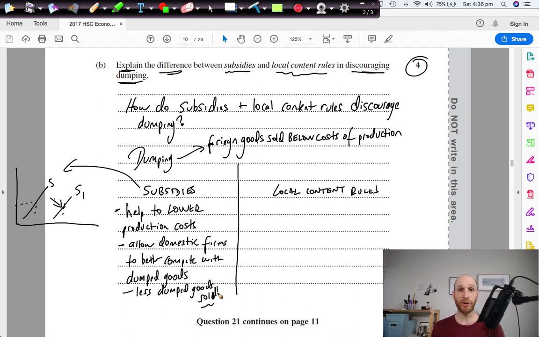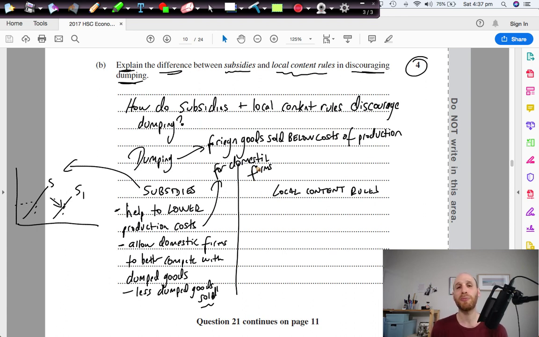So subsidies will help to lower production costs, let's be clear, for domestic firms. This will allow domestic firms to better compete with dumped goods. And in fact, this could lead to less of those dumped goods being sold and less of those negative impacts for domestic producers.